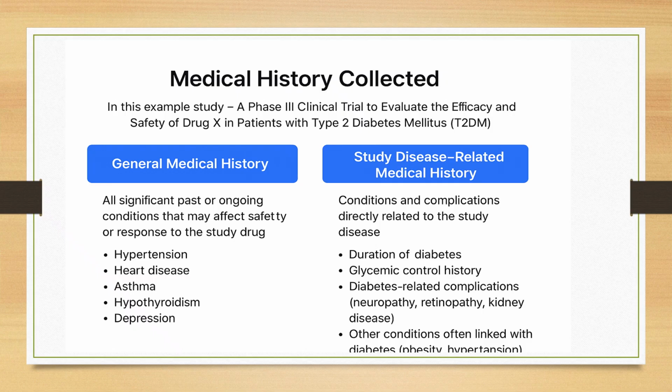retinopathy, or kidney disease. We can also capture the other conditions often linked with diabetes, such as obesity or high cholesterol. These data points help the research team understand the disease severity, progression, and how the study treatment performs across different patient profiles. So if we want to summarize and understand how these two types of medical history are collected and why, we can say that the general medical history gives a broad picture of the participant's overall health, while the study disease related history provides the focus on the insights of the disease being studied.